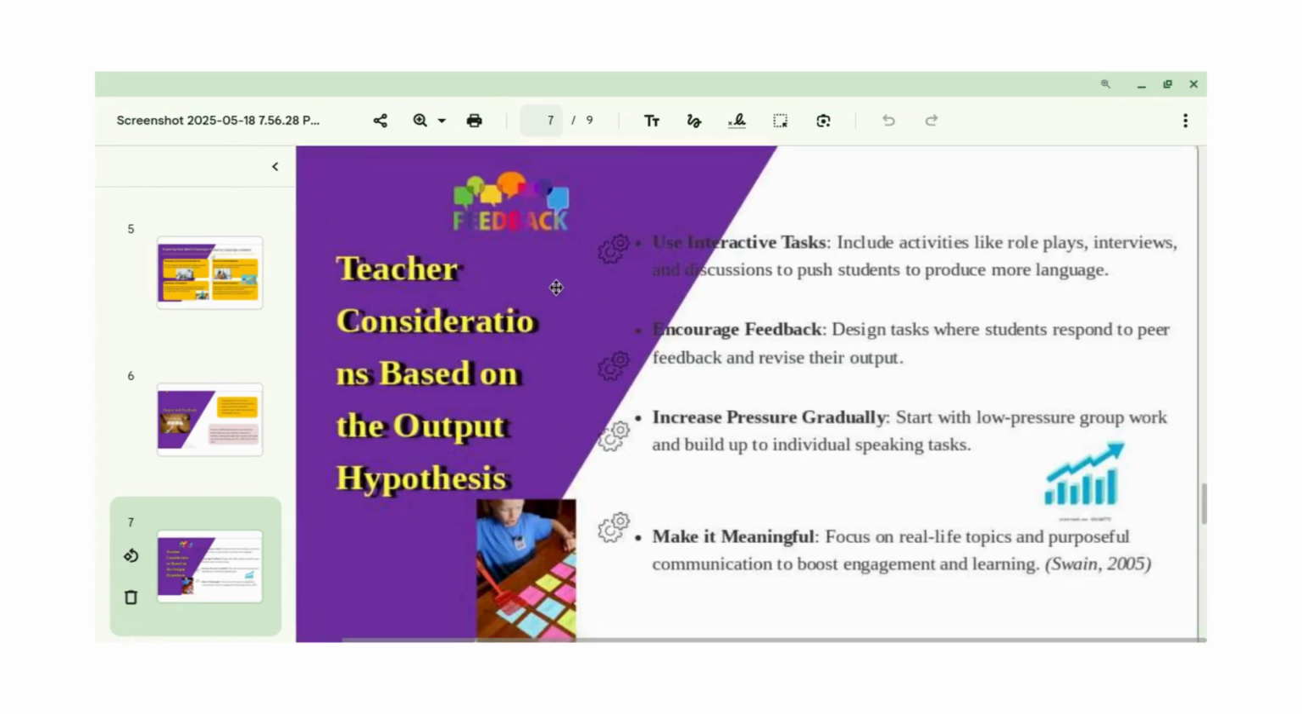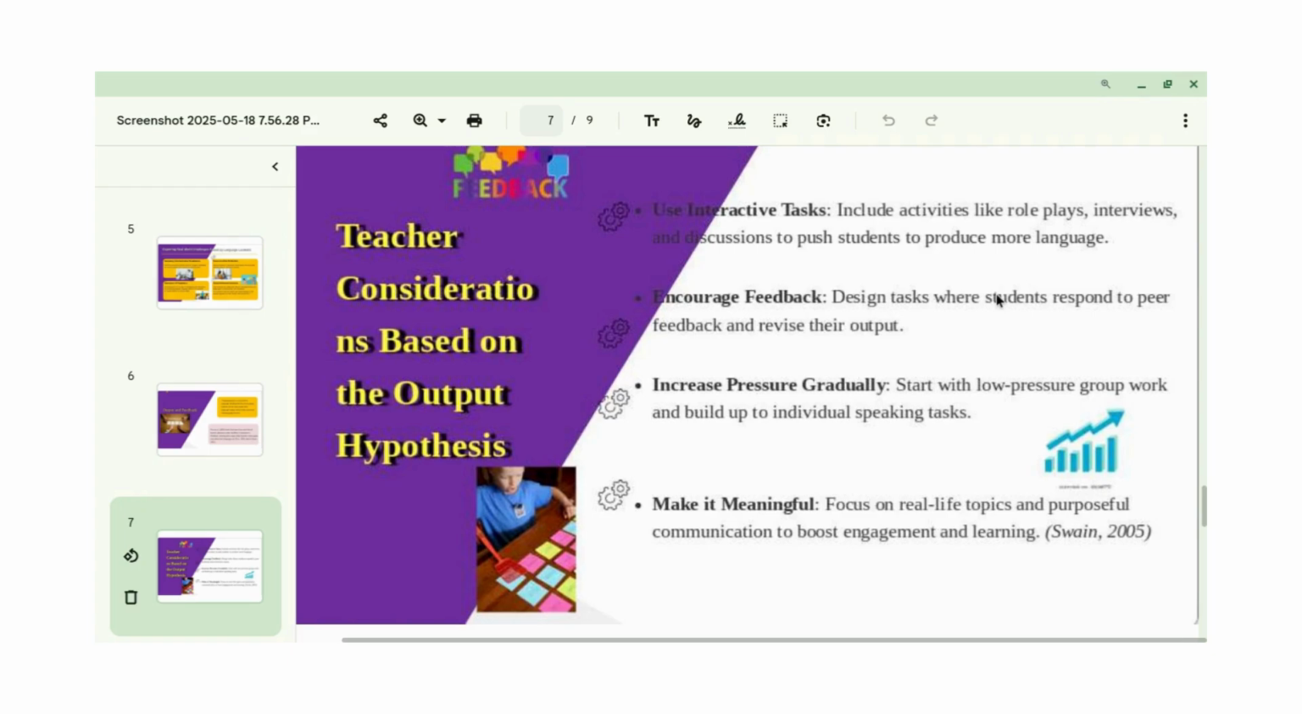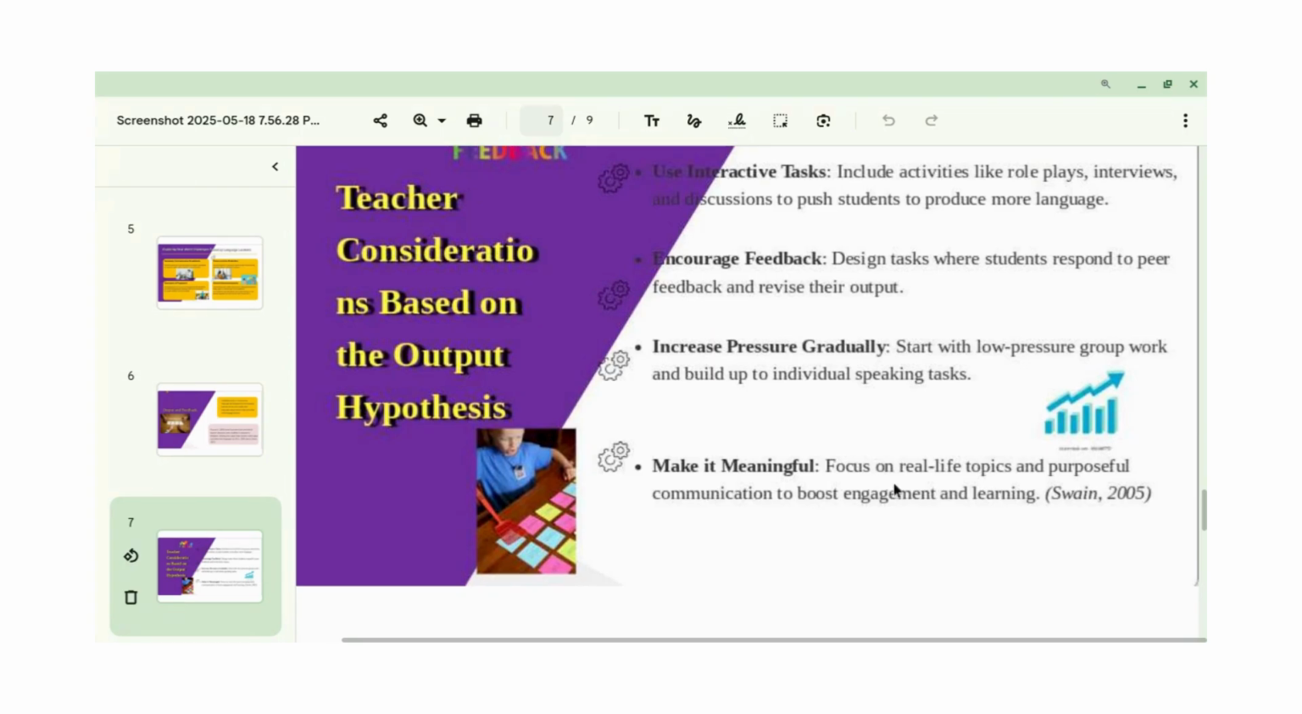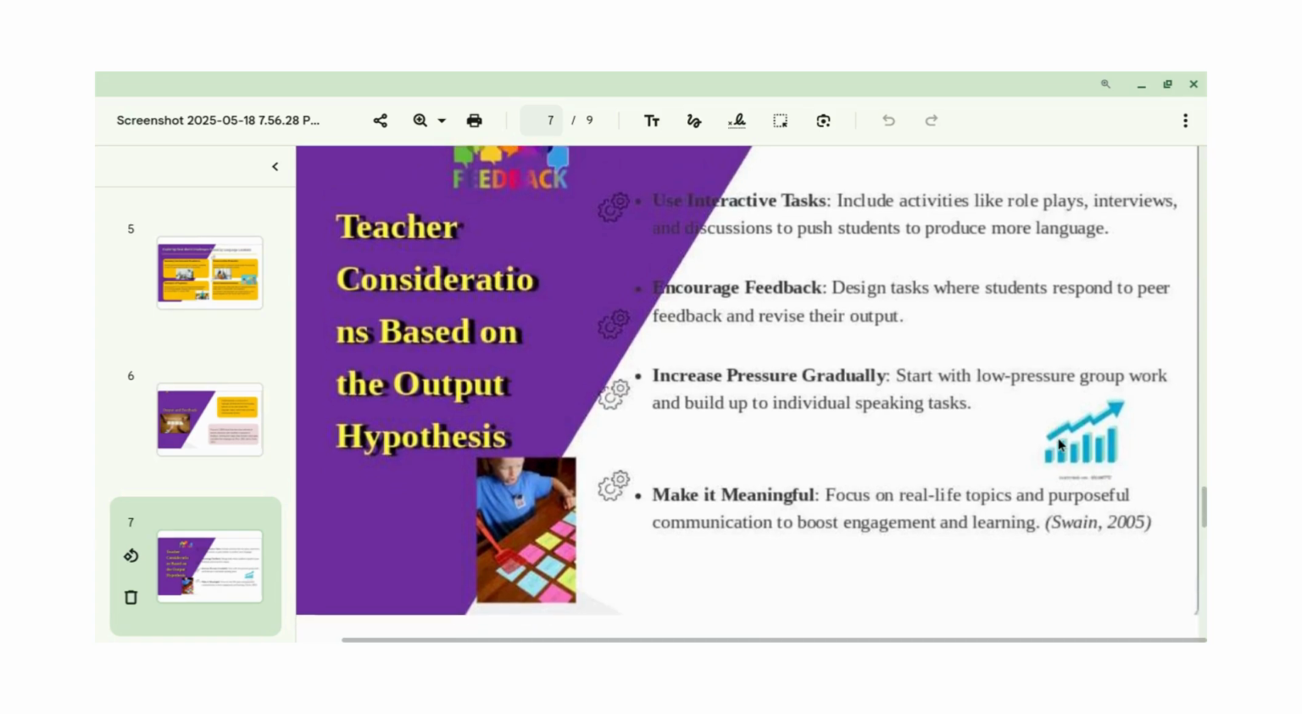Here I wrote some teachers' considerations based on the output hypothesis. First of all, use interactive tasks. Try to include activities like role plays, interviews, and discussions to push students to produce more language. Second, encourage feedback. Design tasks where students respond to peer feedback and revise their output. Then, increase pressure gradually. It means that you should start with low-pressure group work and build up to individual speaking tasks. And finally, make it meaningful. Focus on real-life topics and purposeful communication to boost engagement and learning.